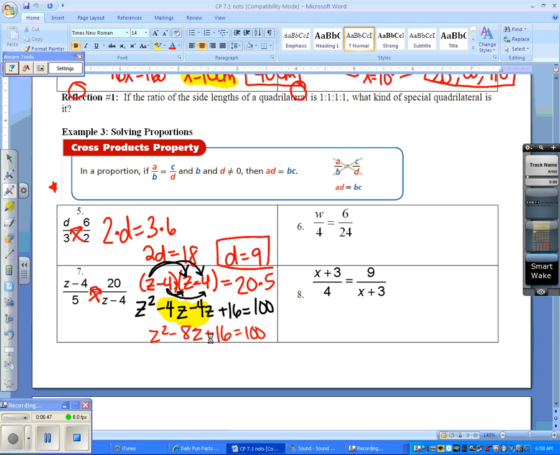Then I'm going to subtract this 100 over. z squared minus 8z minus 84 equals 0. And then we're not done yet. I want you to stop right here, and then we'll continue factoring this in class. I'll show you how to do it in class. I want you to do the same thing for number 8. It's important that you stop when it equals 0. Move everything over to one side and set it equal to 0. I'm going to be checking tomorrow to see that you've done number 8.